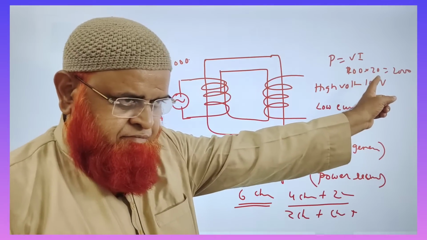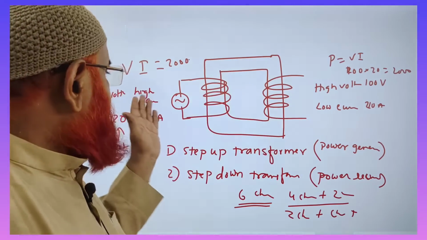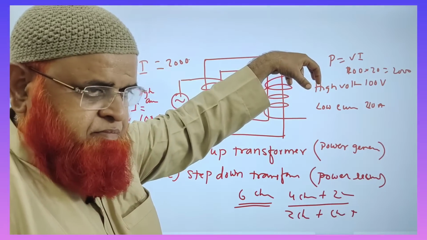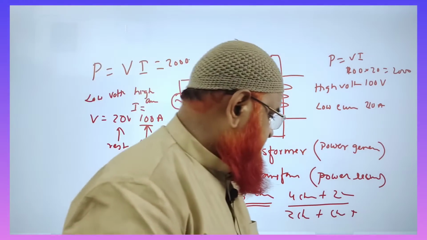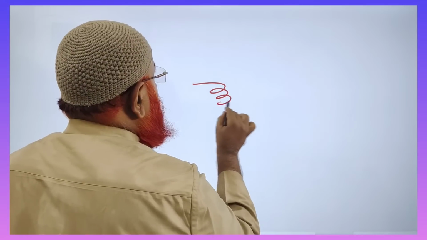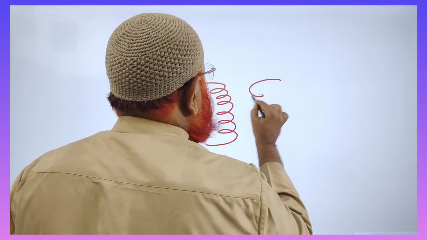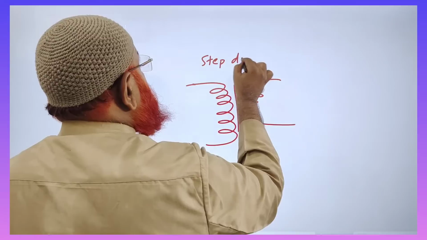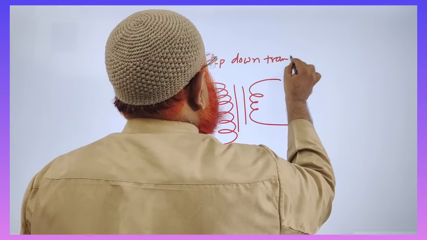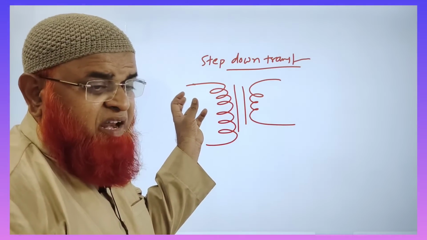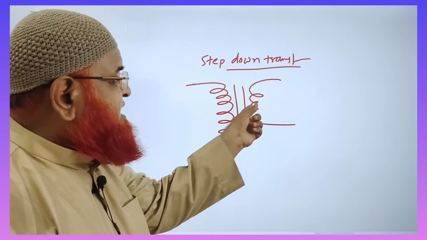Power is same here. But what will the transformer do? It converts low voltage high currents to high voltage low currents. Where? At step up transformer. But this is taking place in the power stations. Now, at the houses, what will you do? This is said to be step-down transformer. Primary coil is having more turns. Secondary coil is having less turns.